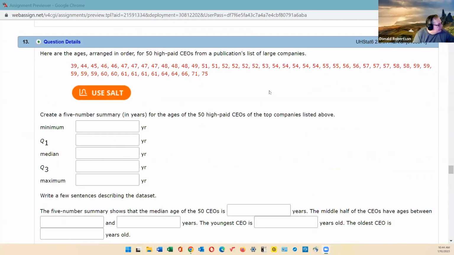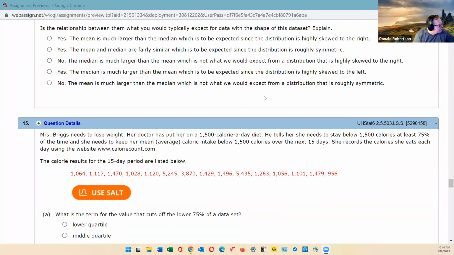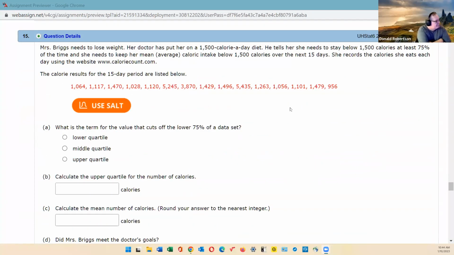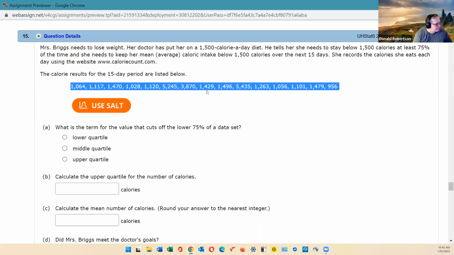So let's look further. So here are, actually, that's pretty much the same question as 13. So we'll just let that slide. Mrs. Biggs needs to lose weight. Her doctor put her on a 1,500 calorie a day diet, oh, the poor woman. He tells her that she needs to stay below 1,500 calories at least 75% of the time. Okay, so she can have a cheat day. And she needs to keep her mean, that's her average intake, below 1,500 calories over the next 15 days. And these are the numbers that she came up with, right?